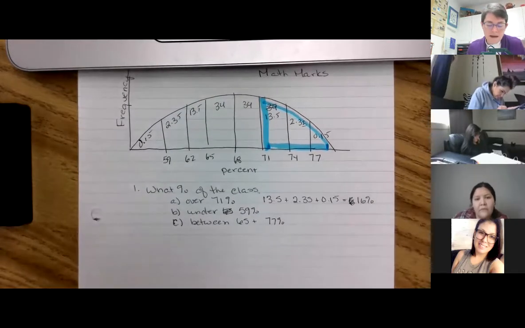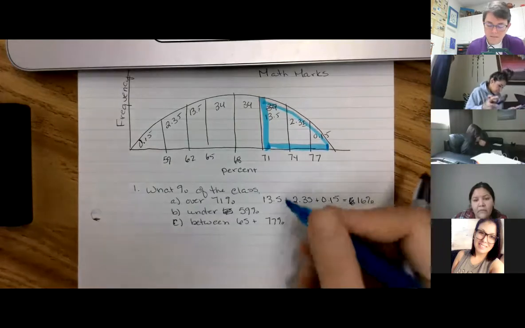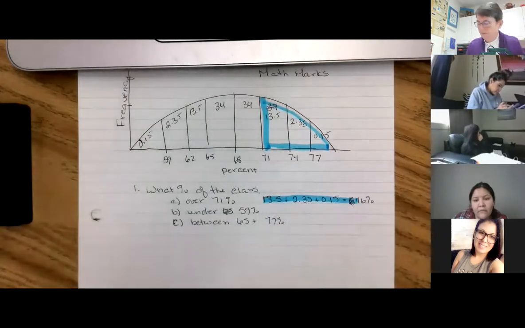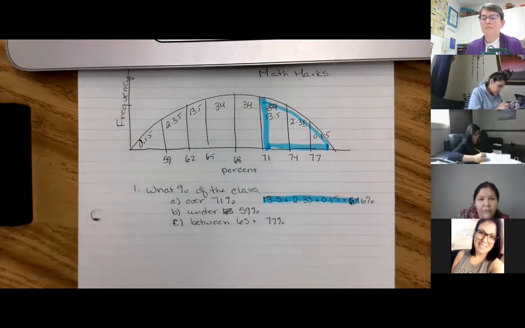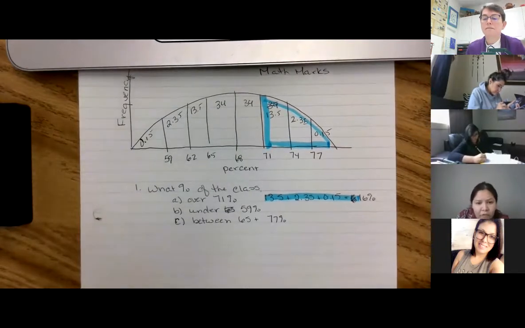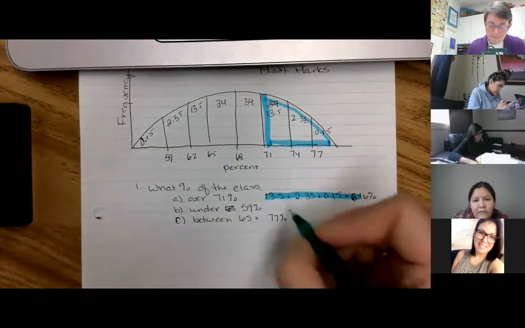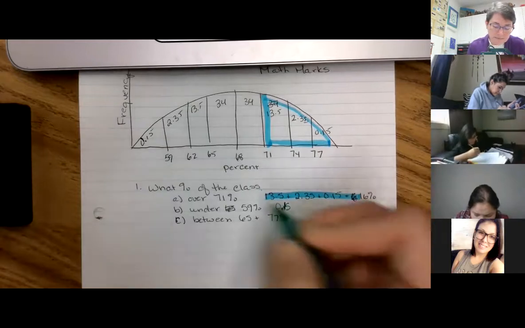All right, Rena, how about under 59%? 0.15%. Yep, I gave you an easy one. There we go.